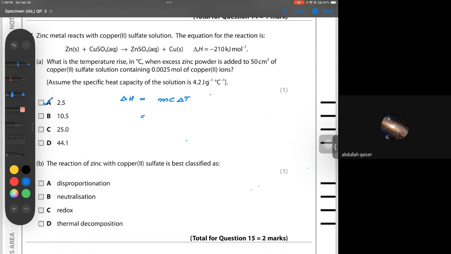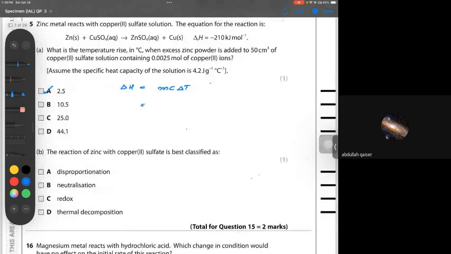Yes. Then first we find the M by doing mass over molar mass. Okay. By the way, it's a very simple question, you can do this. If you are not getting the final answer, then do let me know.